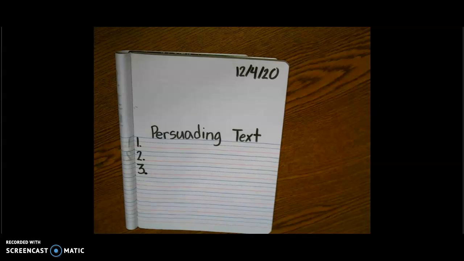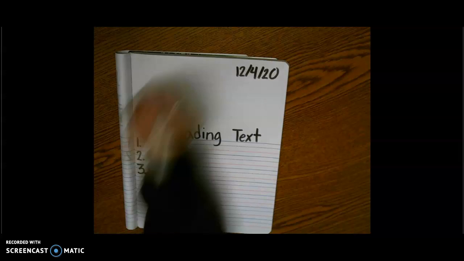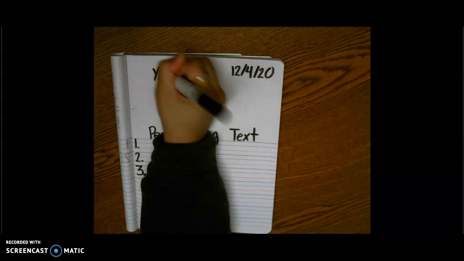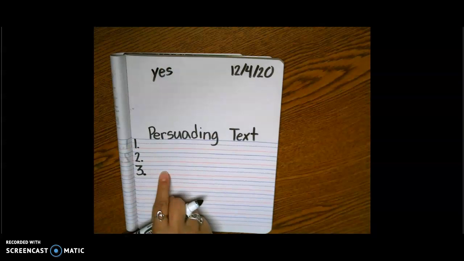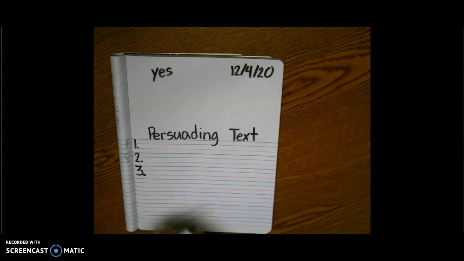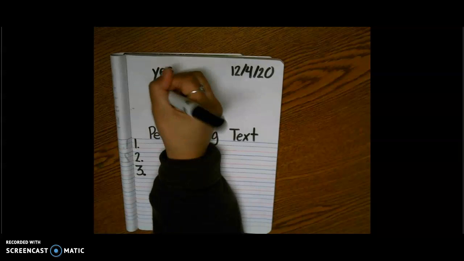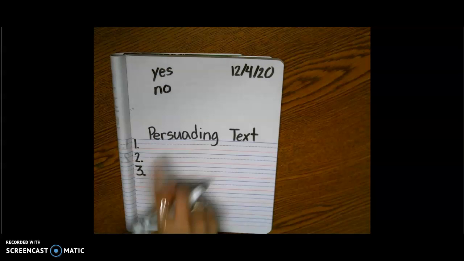And what you're going to do is listen to each sentence, and try to figure out whether or not that sentence is persuading or not. If you think the sentence is a persuading sentence, you are going to write yes by the number. But if you listen to the sentence and you think that sentence isn't trying to persuade you of anything, you are going to write no by the number.